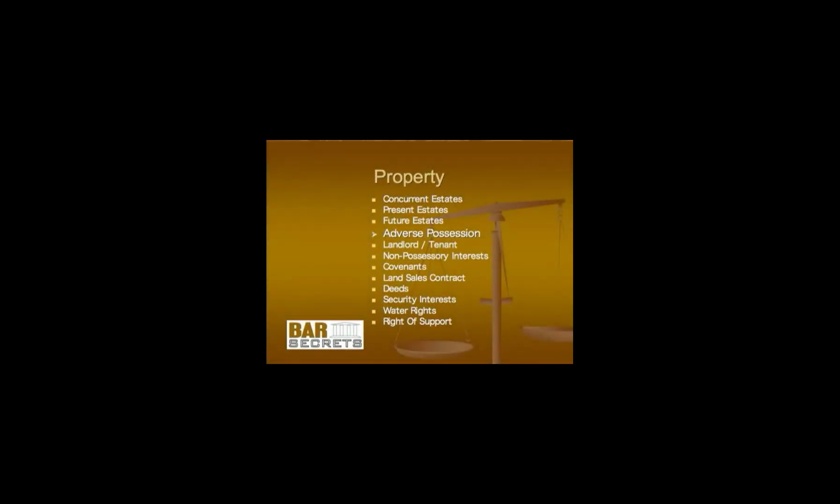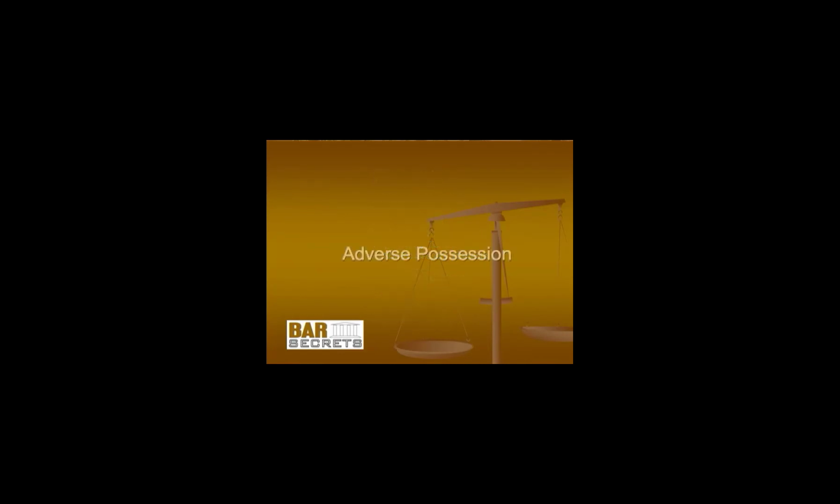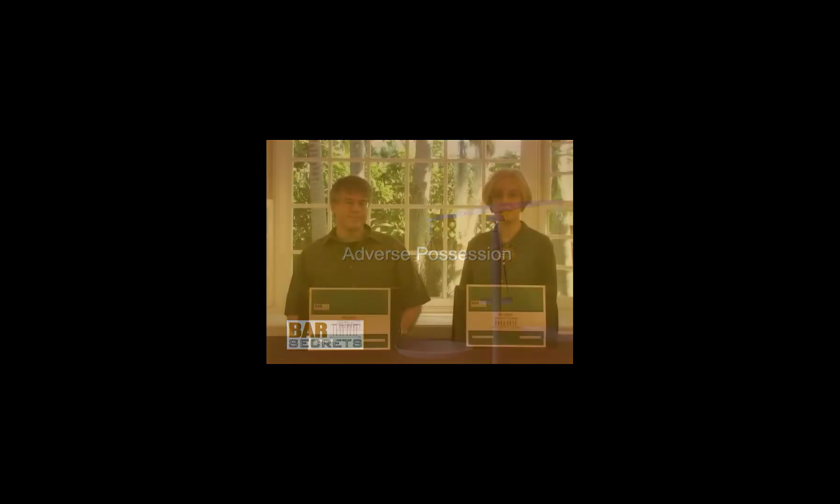All right, we've talked about the estates in land. Those were the first 3 topics in level 1. The 4th topic in level 1 is adverse possession. That's a doctrine in the law that stems from the fact that we don't want land to lay fallow, to just not be used. So we have this doctrine of adverse possession.